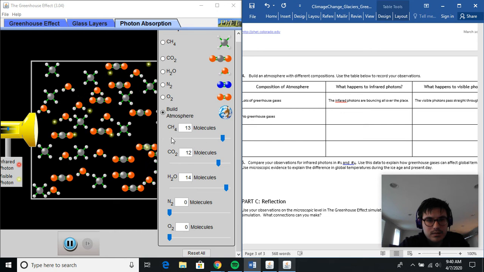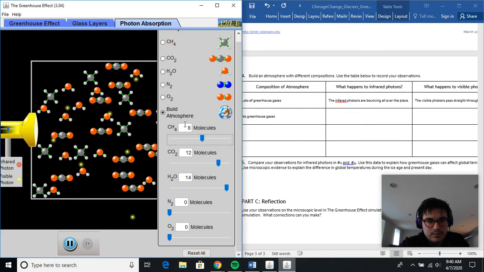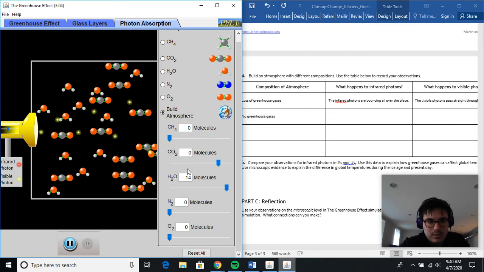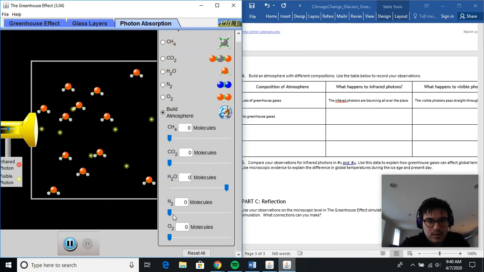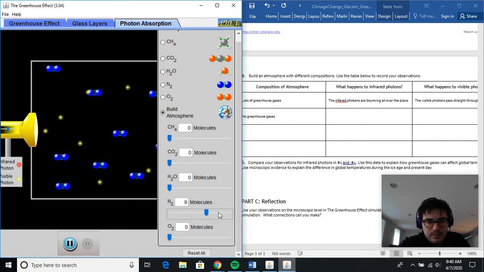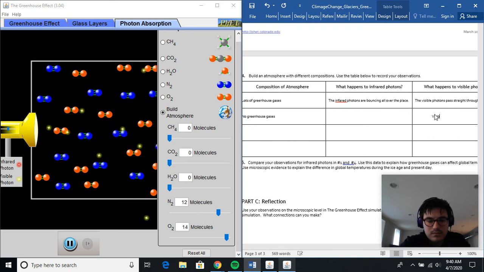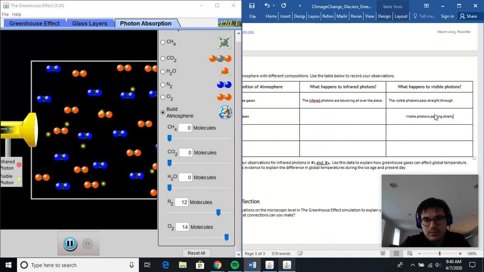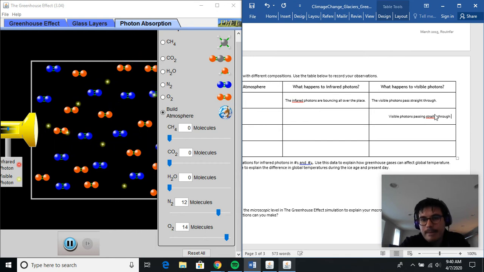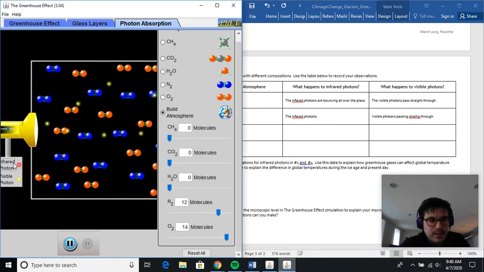No greenhouse gases. None of them. 0, 0, 0. We'll put these ones all the way up. So nitrogen, oxygen. The visible photons are passing straight through. The infrared. I'll make a prediction. The infrared photons, what are they doing? They are passing straight through.